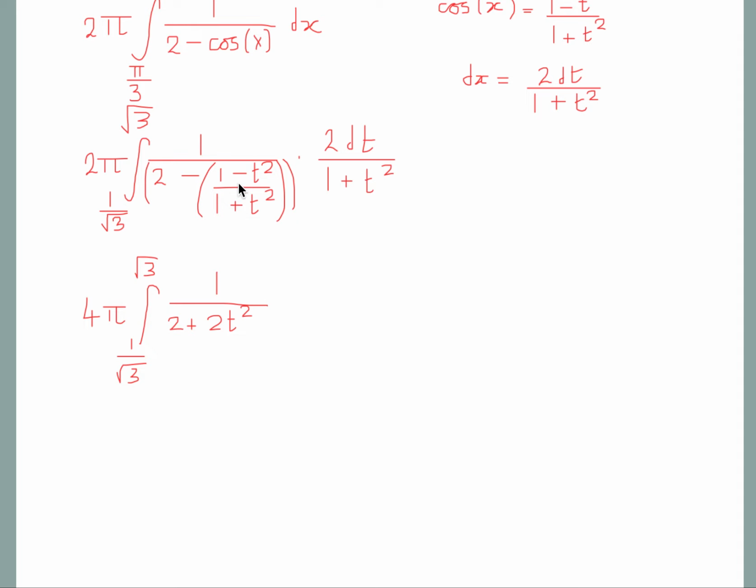And we've got as well this multiplied by 1 plus t squared, but the denominator is just going to cancel, so we've got minus 1 minus t squared. So I won't write this out again, I'll just simplify it here. 2t squared plus t squared is 3t squared. 2 minus 1 is 1, so 3t squared plus 1.